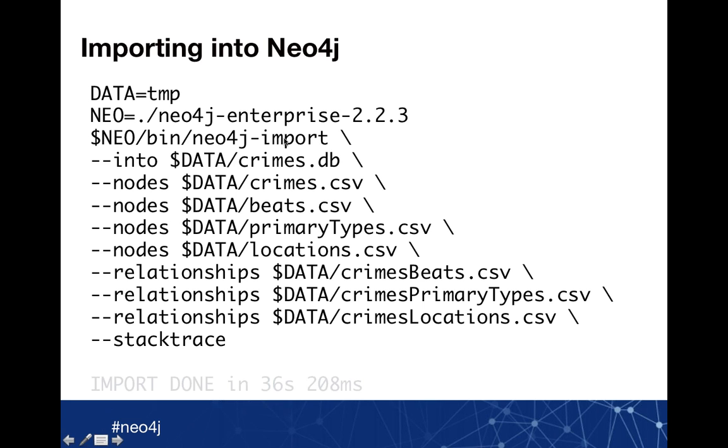That's a command line tool that comes when you download Neo4j. Again, the Windows version is Neo4j import without the hyphen. And then we're going to say, okay, where do I want to create it? So we're going to put it in a folder called, well, it's going to be temp crimesdb. And then we just need to tell it, well, what do you actually want to import? So I want some nodes, the crimes, and then you say, okay, I want some beats, primary types, locations, relationships with these ones, and then you run it.